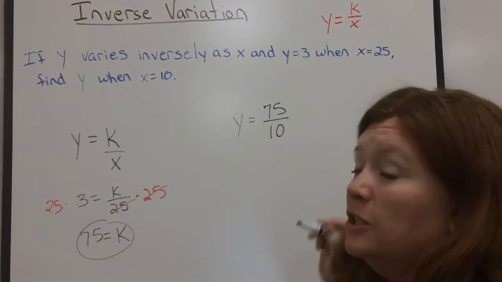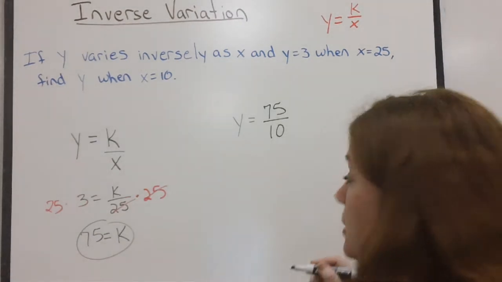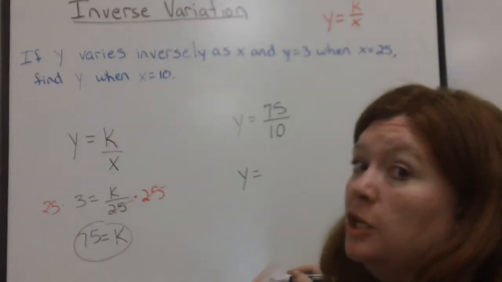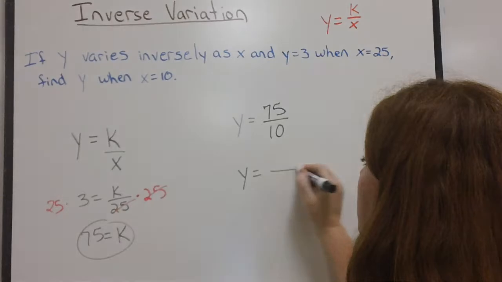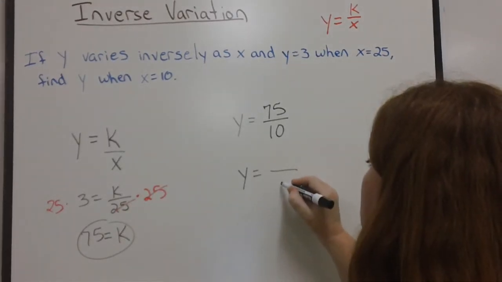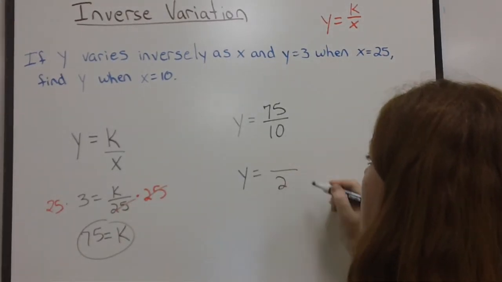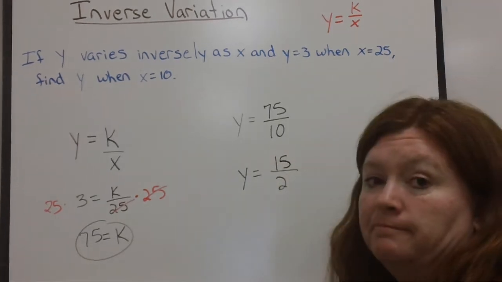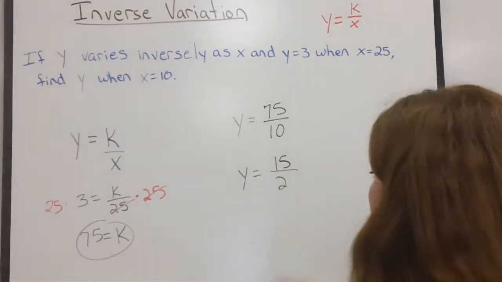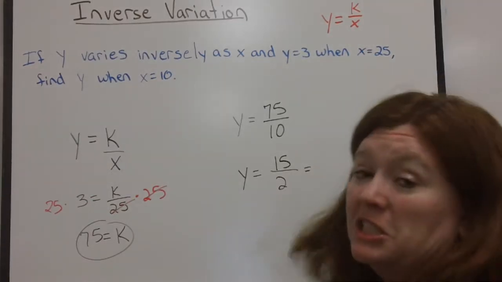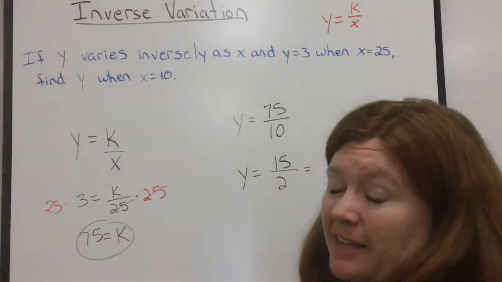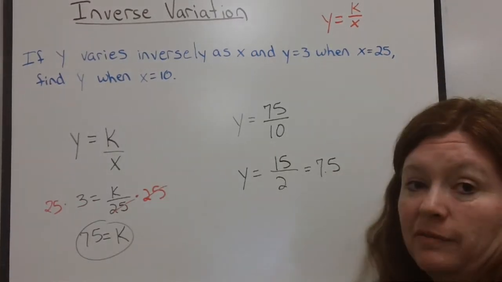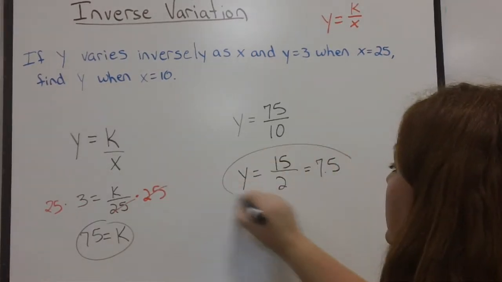Really, I could do 2 things. I could reduce my fraction, which would be to divide everything by 5. If I divide everything by 5, let's see, 10 divided by 5 is 2. 75 divided by 5 is 15. So that's one way to write my answer. The other way would be, you just want to plug it into a calculator. 75 divided by 10 is 7.5. Either one of those is perfectly acceptable.